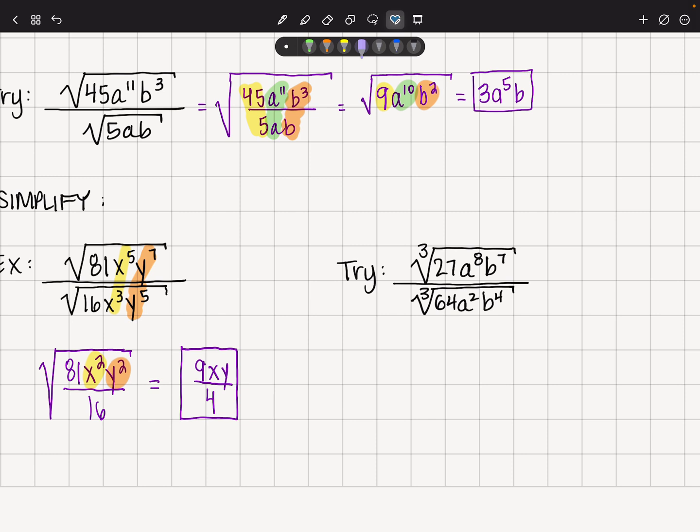Okay, the cubed root of 27, that's perfect, and the cubed root of 64 is perfect. What's not perfect is the fact that I've got a to the 8th and a to the 2nd power in a fraction. I'm going to simplify those, and I'm also going to simplify b to the 7th over b to the 4th. So that's going to become the cubed root of 27 a to the 6th b cubed over the cubed root of 64. And the cubed root of that numerator is 3a squared b, and the cubed root of the denominator is 4.